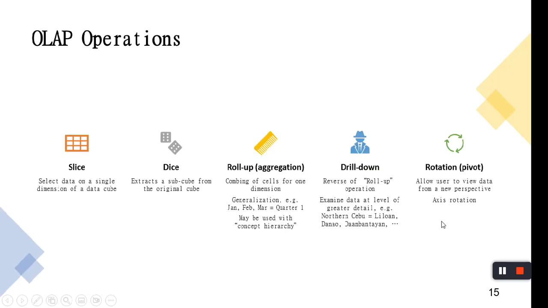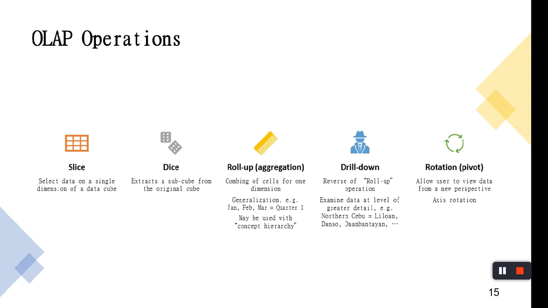Okay, and then the dice operation. This extracts a subcube from the original cube. So from a huge cube, let's break it down into different subcubes, and then just pick one subcube. That is dice.